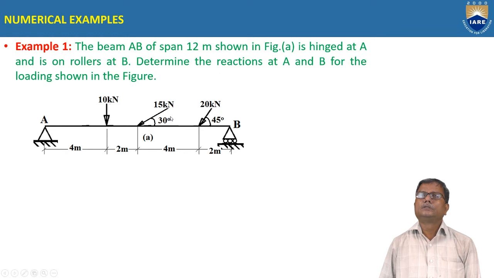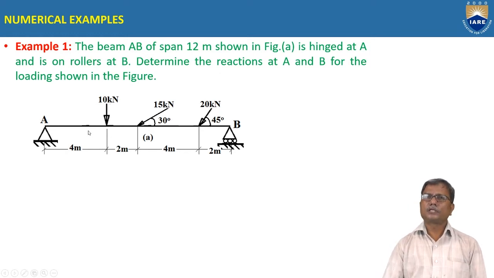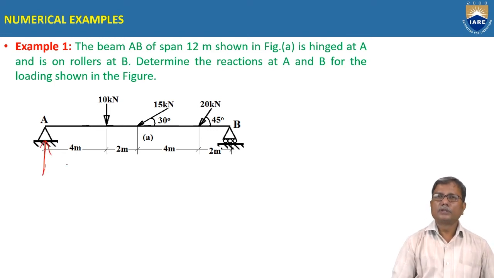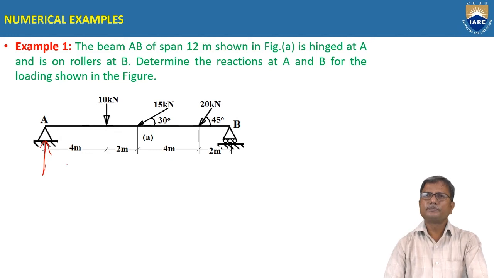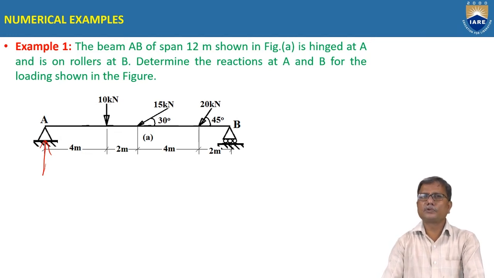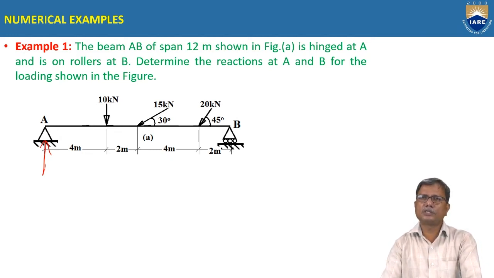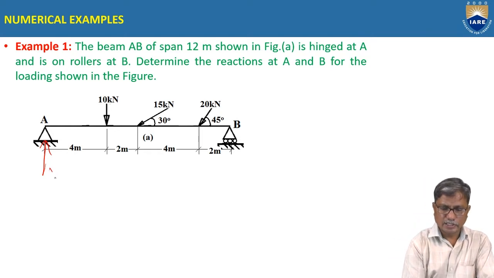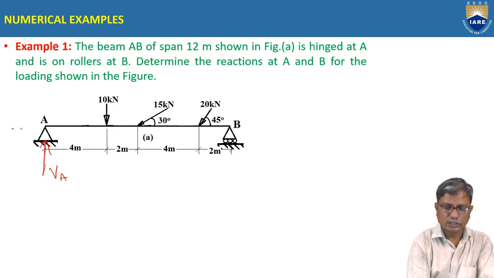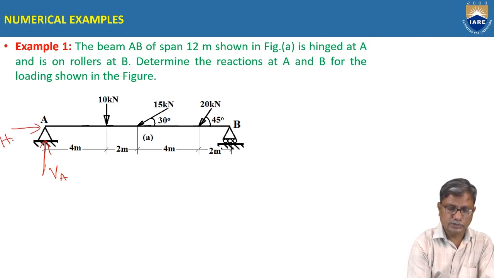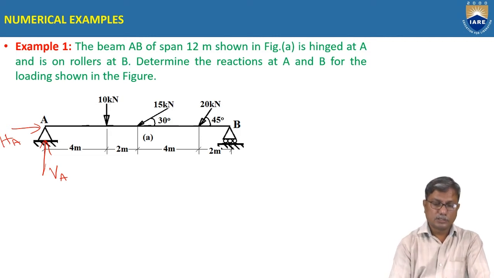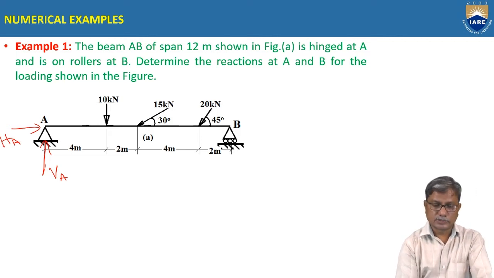So how will you get the reactions now? What are the reactions that you will have at the hinge? There are inclined loads, so the hinge support restrains both horizontal and vertical displacements. That's why it exerts vertical and horizontal reactions. It offers horizontal and vertical reactions.